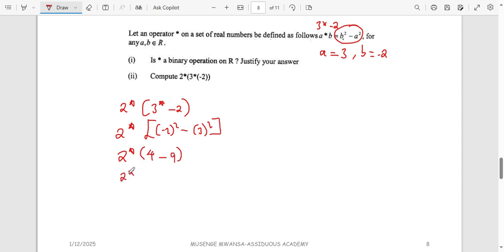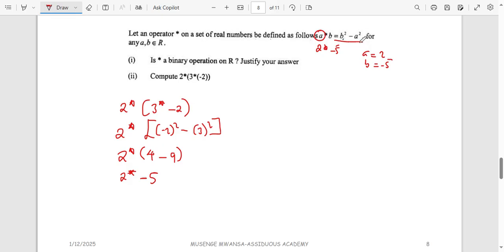Okay, this is going to be 2 star. 4 minus 9 is a negative 5. Again, we have got two numbers, 2 star negative 5. So we'll still go back on our operation. Now we have got 2 star negative 5. In this case, where there is A, we'll put 2. Where there is B, we'll put negative 5.